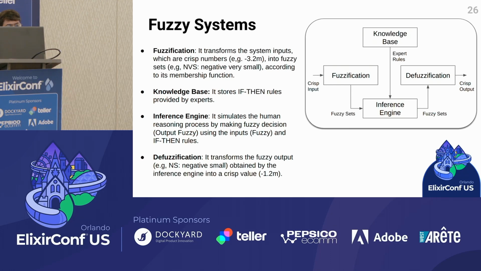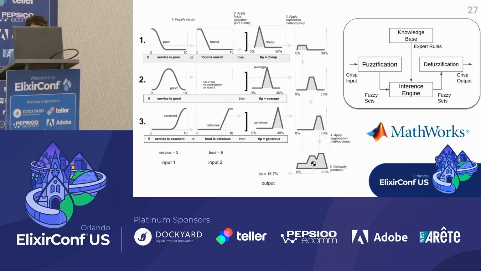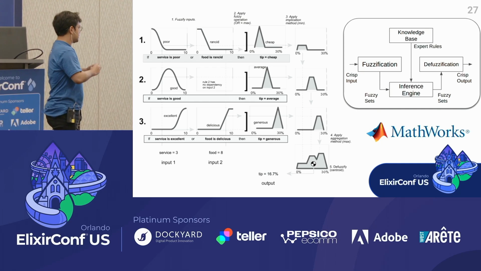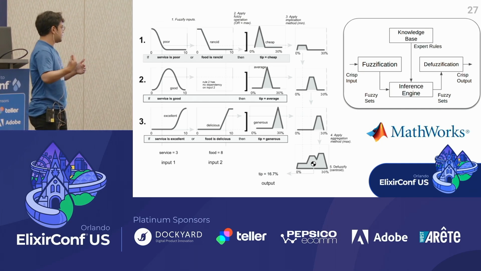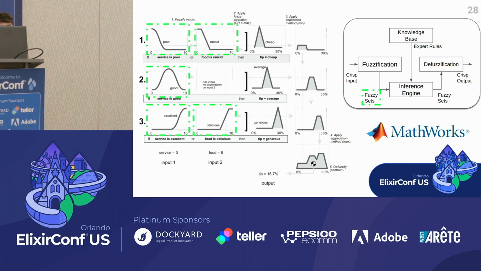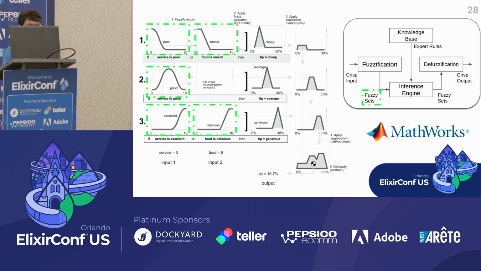I know that this is kind of confusing, but maybe an example can help you understand the point of this. In this case, this is an example that I found in MathWorks, and it's a system that computes the tip of a restaurant. Basically, depending on the service and the food, the system is going to compute the output. So the first step is defining the fuzzy sets of the input. In this case, the service can be either good, poor, or maybe excellent. And the food has two possibilities: it can be rancid food, or it can be a delicious one.